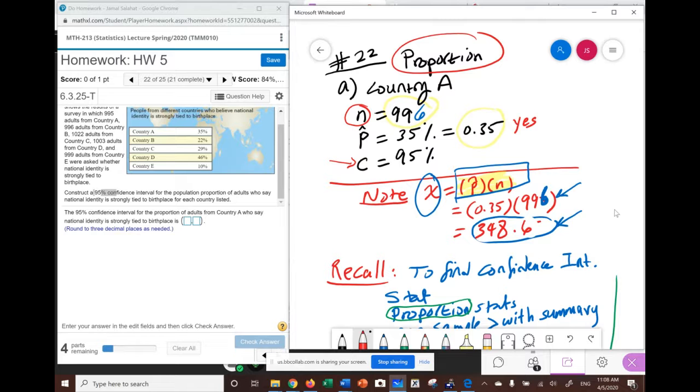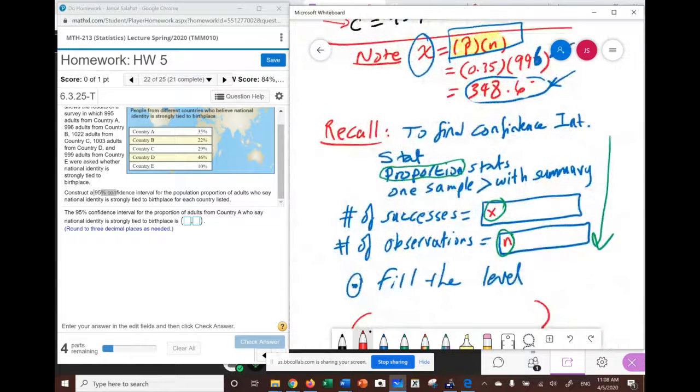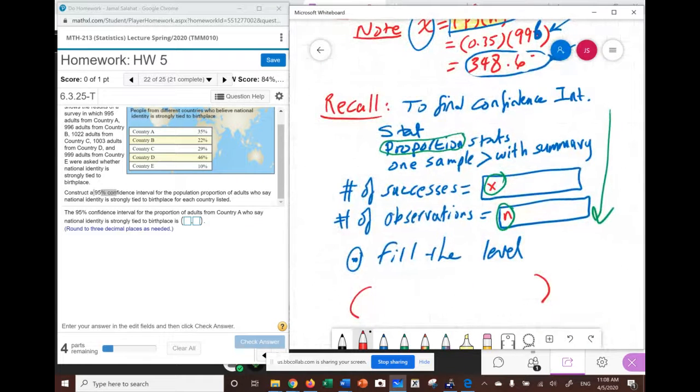We're going to scroll down and use StatCrunch. To find the confidence interval for a proportion, you press Stat, then Proportion Stat, One Sample with Summary. The number of successes, which is X, in this example is 348.6, and the number of observations, which is N, is the number of people surveyed in country A, which is 996. Fill in this information and the confidence level, 0.95, and you should get the answer you're looking for.